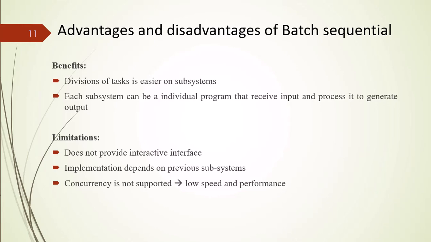Concurrency is not supported. This means parallel execution is not supported. Two or more subunits cannot process the data in parallel, but rather each subsystem depends on the previous. So if there is no concurrency, it affects the speed. This means low speed and performance is the issue.